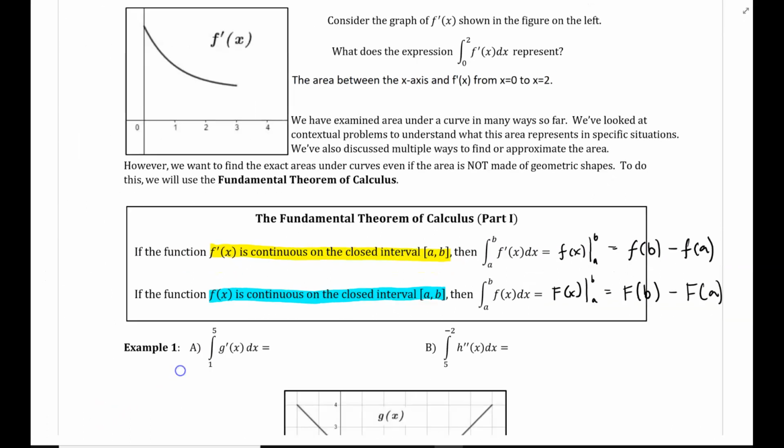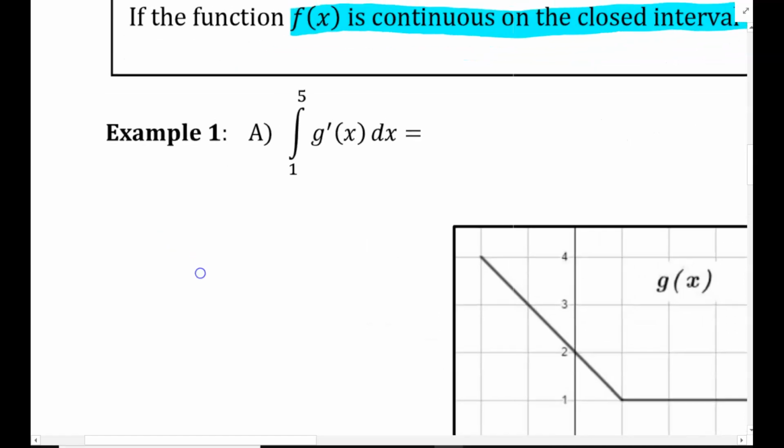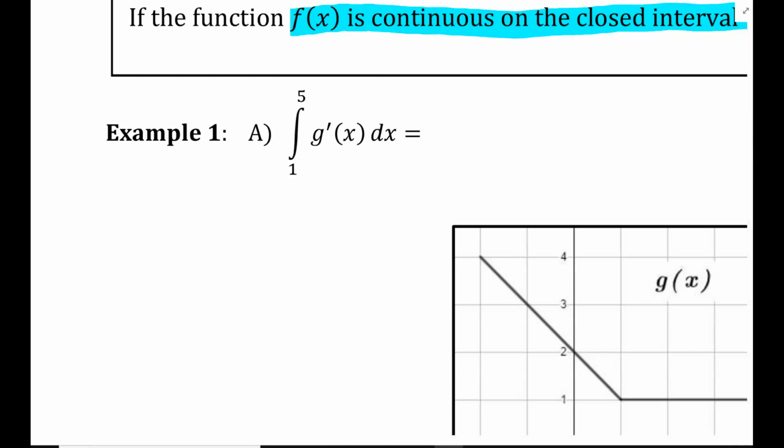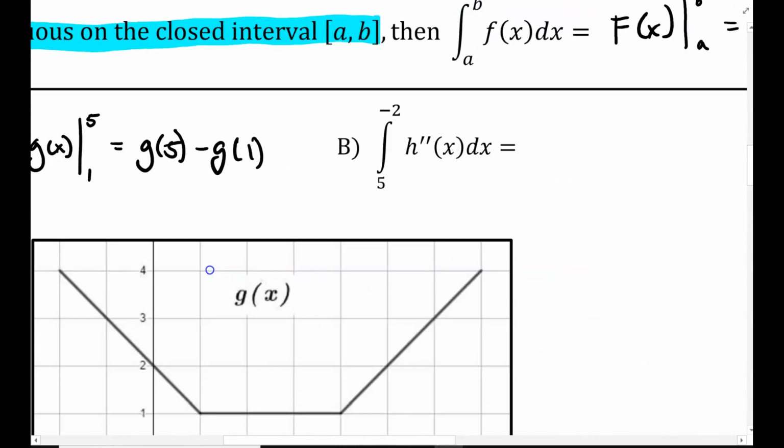Very, very straightforward. So let's do some quick examples to see if we can get this right. Example 1, a. The integral from 1 to 5 of g prime of x dx is equal to, well, the antiderivative of g prime is g of x, and I'm going to evaluate from 1 to 5. So I plug in 5, so g of 5 minus g of 1. And that's it. I don't know what g of x is, and I don't really care. Here we just want to see if you can set up the fundamental theorem of calculus application.